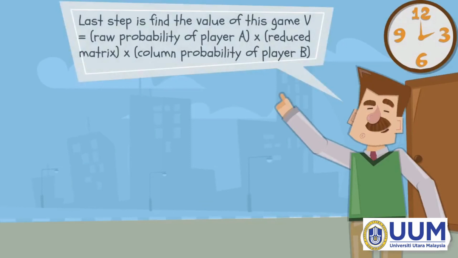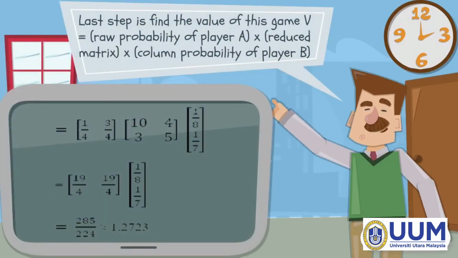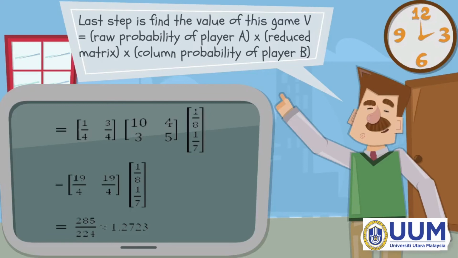The last step is to find the value of this game. The formula that I use is the row probability of player A multiplied by the reduced matrix multiplied by the column probability of player B. So 1/4 and 3/4 in a row matrix multiplied by the 2 by 2 matrix, which is 10, 4, 3, and 5, multiplied by 1/8 and 1/7 in a column matrix. After calculation, the final answer will be 285/224. Converted to 4 decimal places, it is 1.2723.